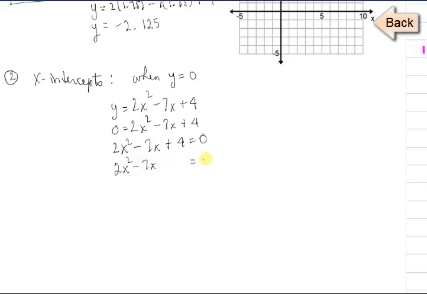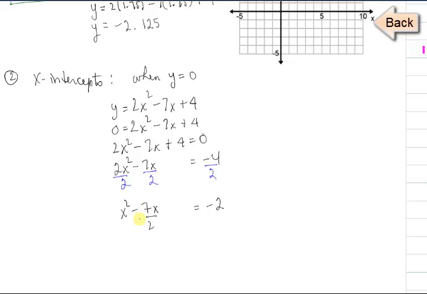I'm going to leave some room here. And now I'll divide everything through by 2. So that's going to give me x squared minus 7x over 2 equals negative 2. And now I'm going to complete the square.